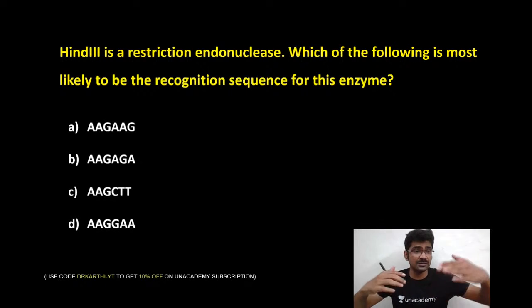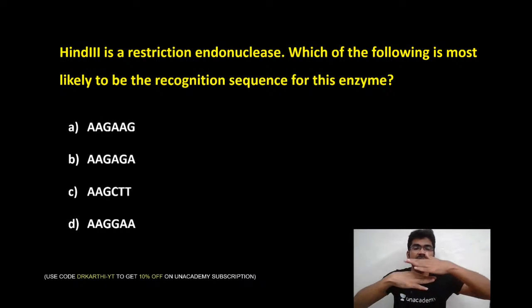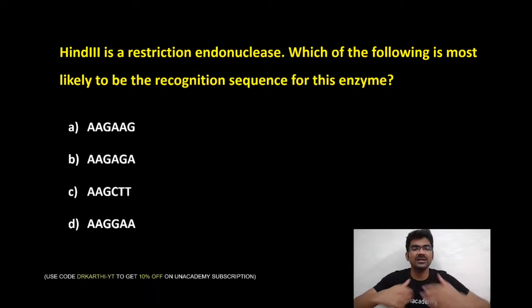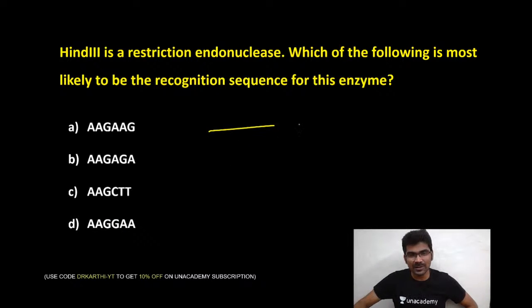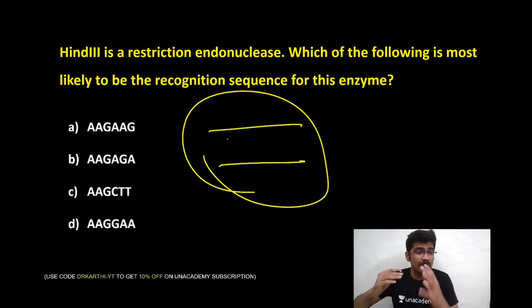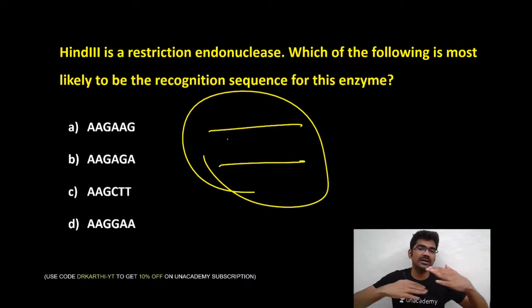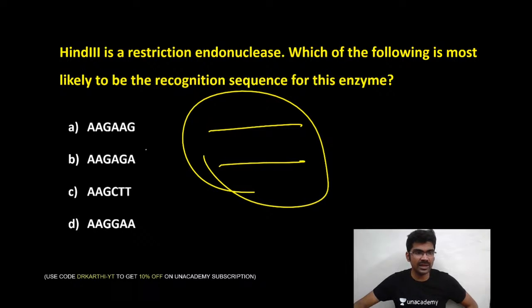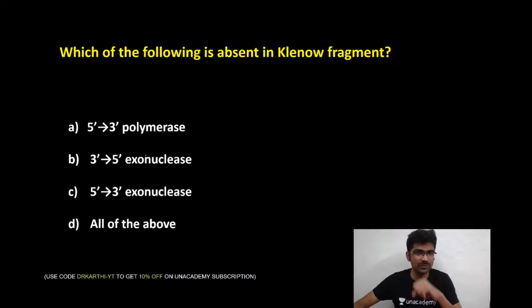A palindrome sequence means you should consider both the strands. Don't think that this is a palindrome, AAG and then GAA. Don't think this is a palindrome. It's going to act on double stranded DNA, on both the strands. Okay, good. So Bharadwaj, excellent, nice. Akash, good. Now let's move into the next question.